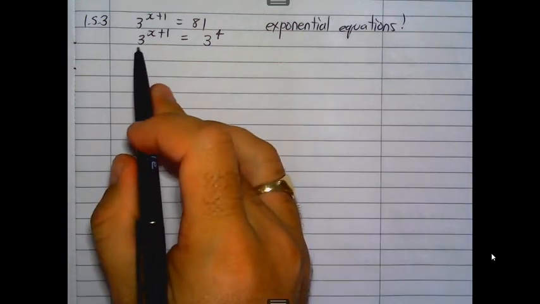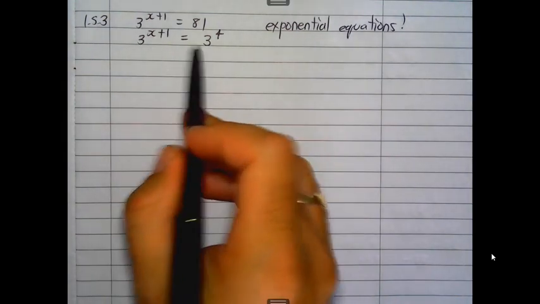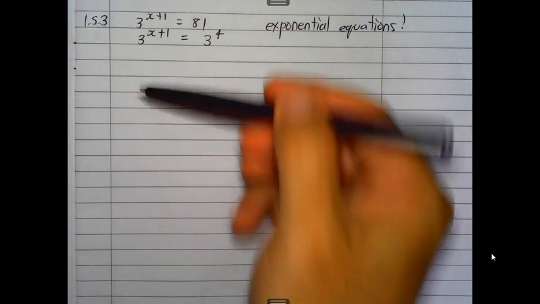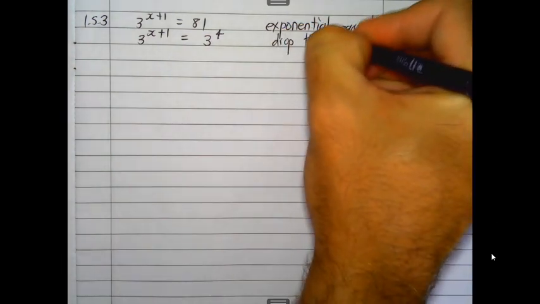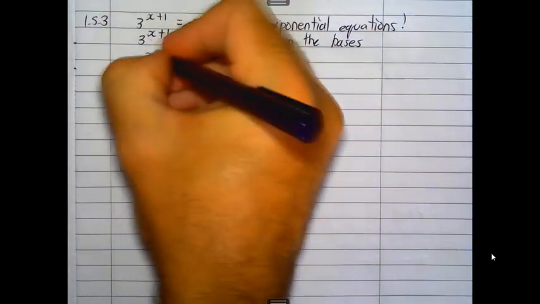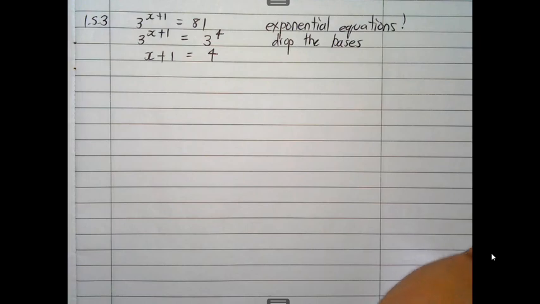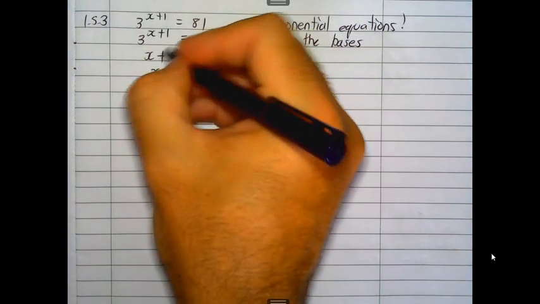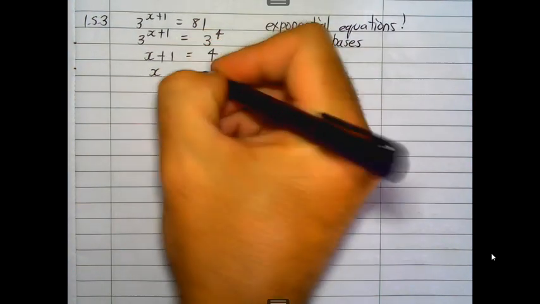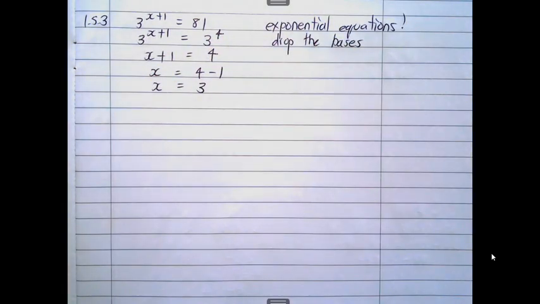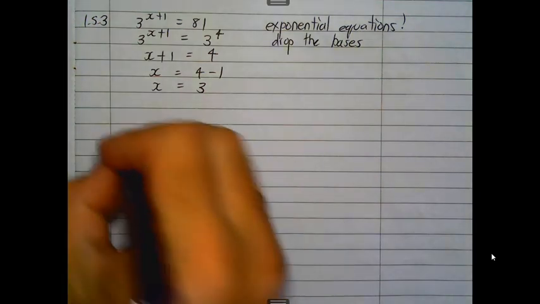Now the left-hand side and the right-hand side both have the same bases. We now can drop the bases. We do not need the 3's anymore. And we can simply say that x plus 1 is equal to 4. Last step, I don't want the 1 there. I'm going to subtract the 1, making 4 minus 1, 3. And our final answer is x equals 3.